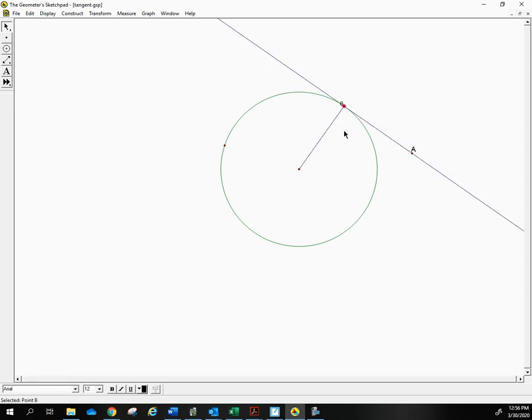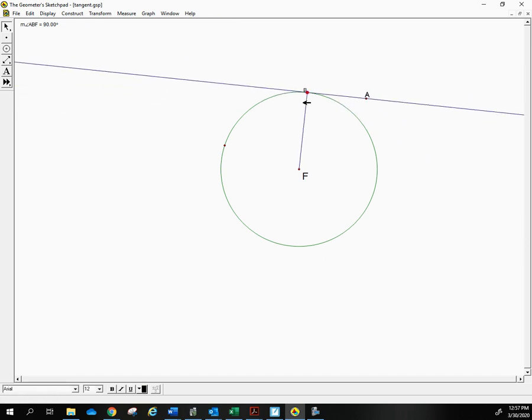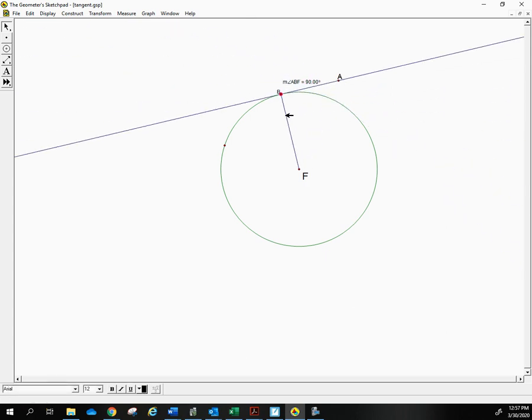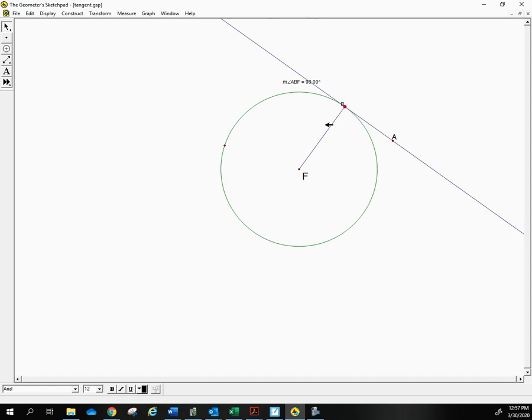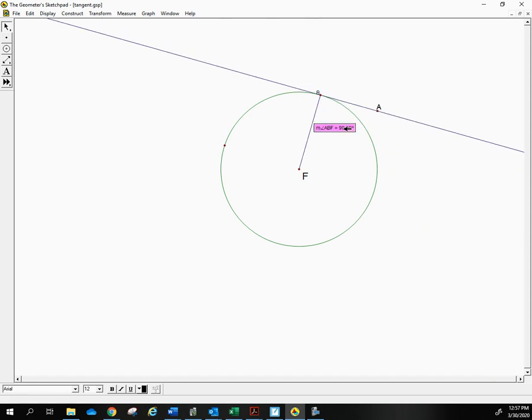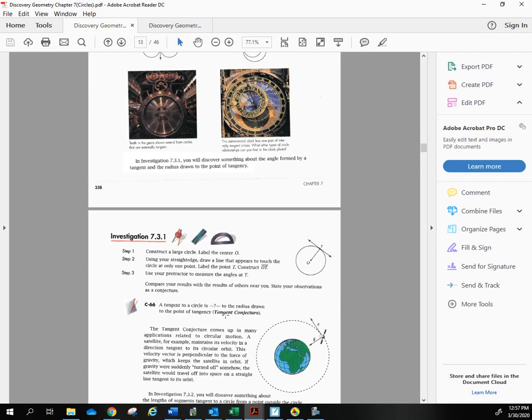The one thing that we'll discover about a tangent is when it intersects at one spot right there, if I was to measure the angle that it creates with the radius and this tangent, no matter where we put that point, as I move this tangent line around, you can see that angle right there, and regardless of where it is, any tangent line is going to be perpendicular to the radius.